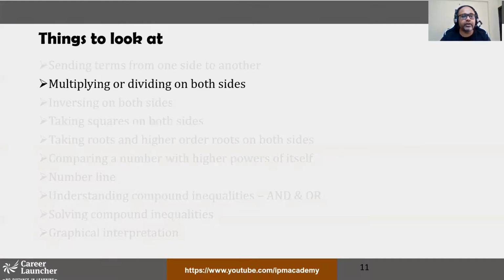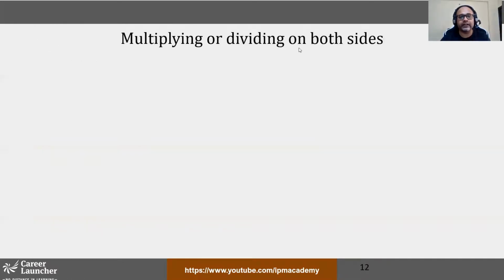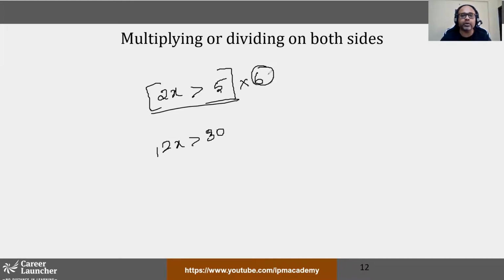Next, earlier we saw sending terms from the left hand side to the right hand side. Now we will see what happens when you multiply or divide the entire inequality by a constant, which is similar to what we did last time for sending over terms. If I have 2x is greater than 5, and I want to multiply the entire thing by a positive number, let's say 6, then no problem. The answer becomes 12x greater than 30. So if you are multiplying throughout with a positive number, keep it as it is, just multiply.